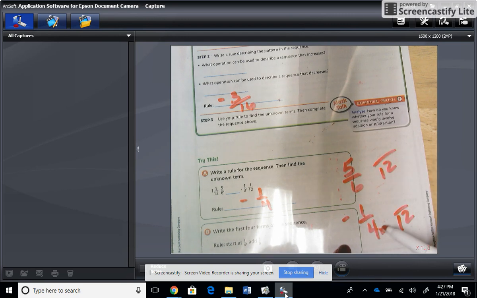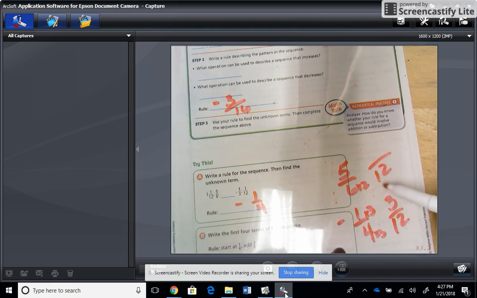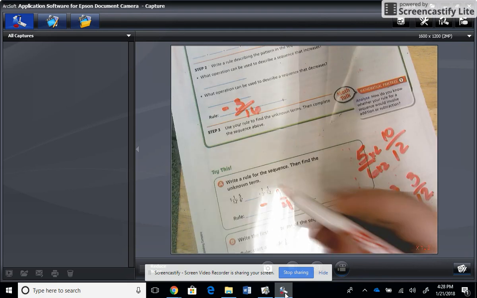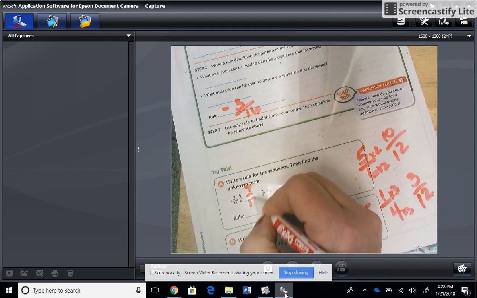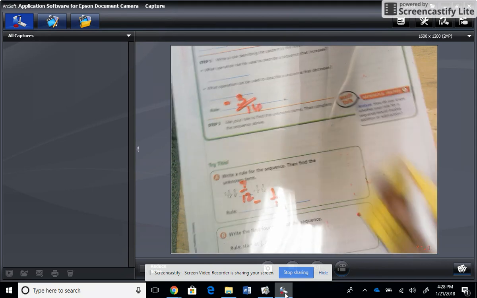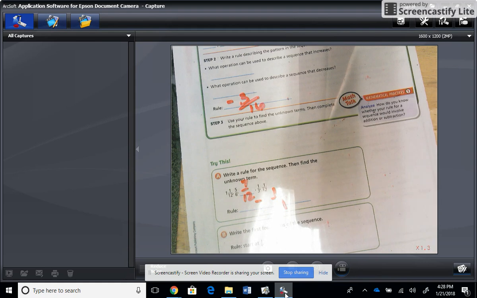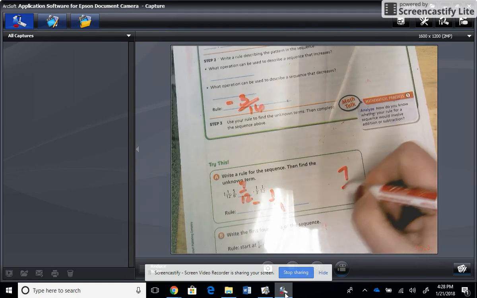4 times 3 equals 12. 3 times 1 equals 3. 6 times 2 equals 12. 5 times 2 equals 10. 10 twelfths minus 3 twelfths equals 7 twelfths. And I always want to check to see if I got it correct. I'd rather take a little more time and get it correct.